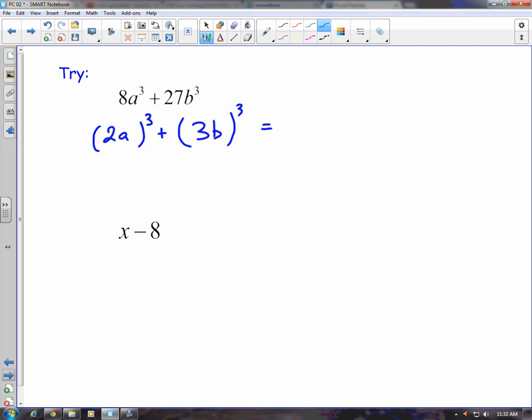I saw that. Okay, so now that we've got our A and our B in a sense, right? We know that this will factor down into something multiplied by something a little bit bigger. That first something is going to have the same sign, and it's going to be those cube roots. So it's going to be 2a plus 3b.